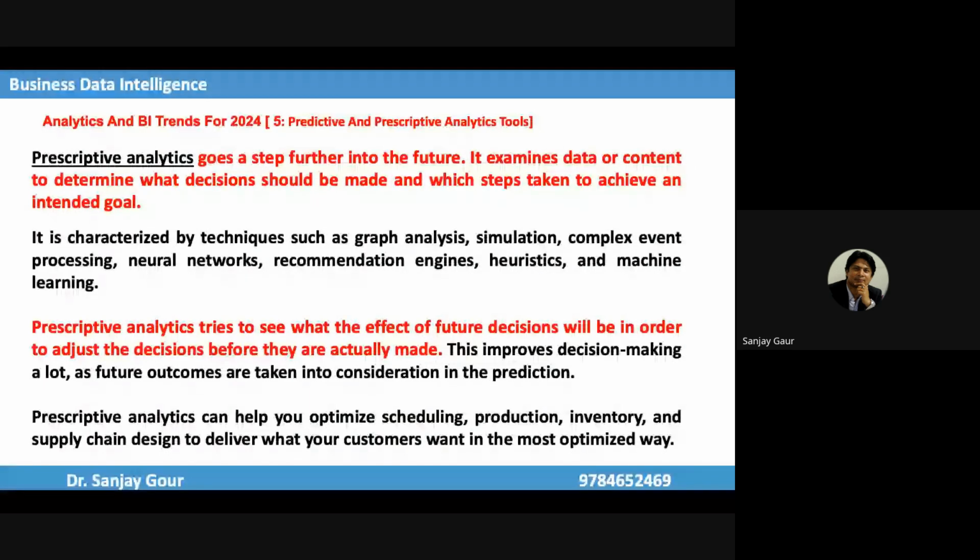Now, the prescriptive part of data goes further into the future. It examines data or content to determine what decisions should be made and which steps taken to achieve an intended goal. It is characterized by techniques such as graph analysis, simulations, complex event processing, neural network recombination engines, heuristics, and machine learning. Prescriptive analytics tries to see what the effect of future decisions will be in order to adjust the decisions before they are actually made. This improves decision making a lot, as future outcomes are taken into consideration in the predictions.